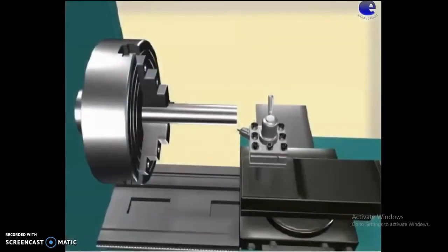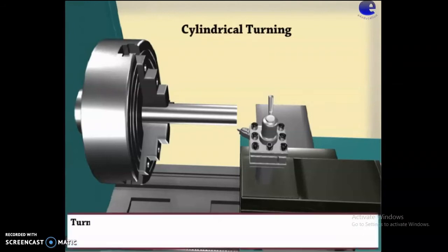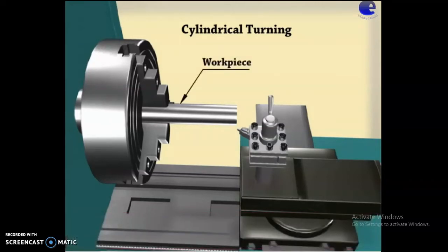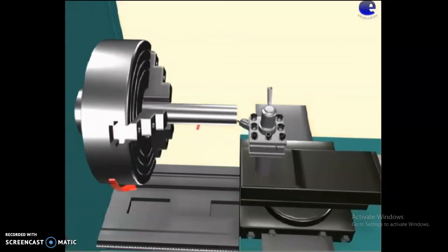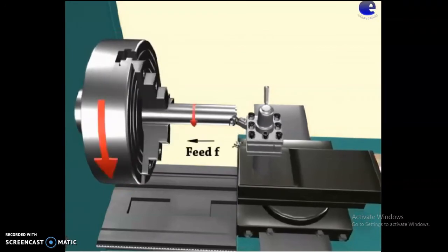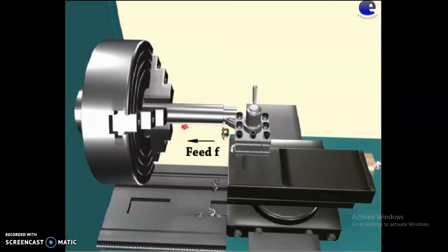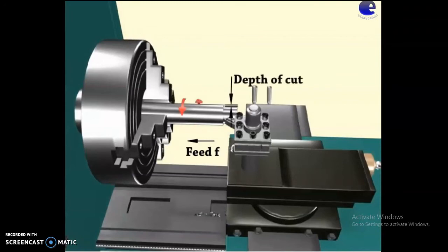Turning operation. Cylindrical turning. Turning is the machining operation in which excess material is removed by rotating the workpiece against a cutting tool. Now you can see how a turning operation is done. The workpiece, tool. This is how a feed is given to the workpiece. And you can see the depth of cut.